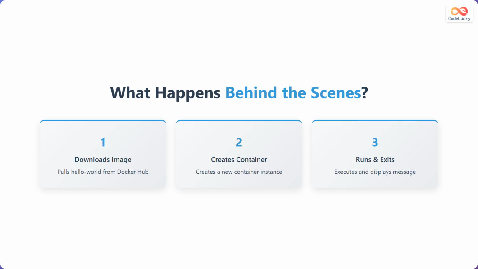Second, Docker creates a container. Once the image is downloaded, Docker creates a new container instance using that image as a template. And third, the container runs and exits. Docker executes the application within the container, in this case, printing a Hello World message to your console, and then the container exits.